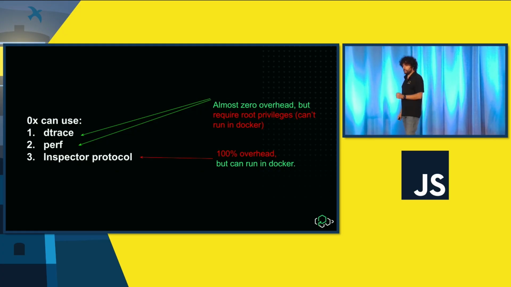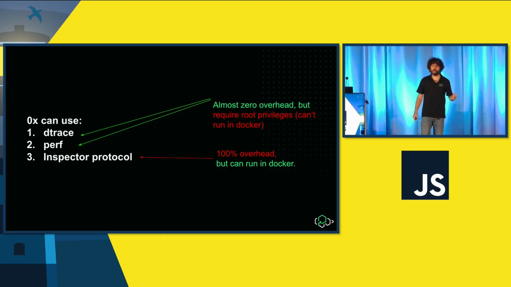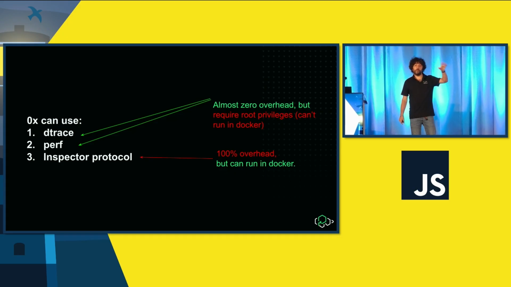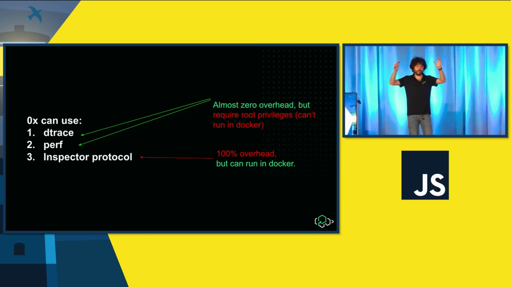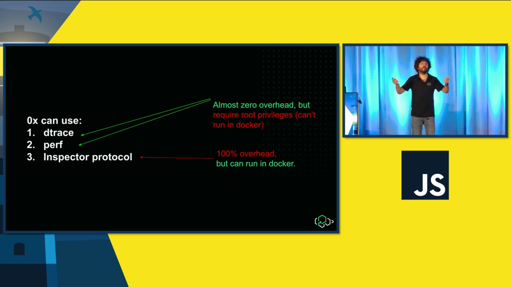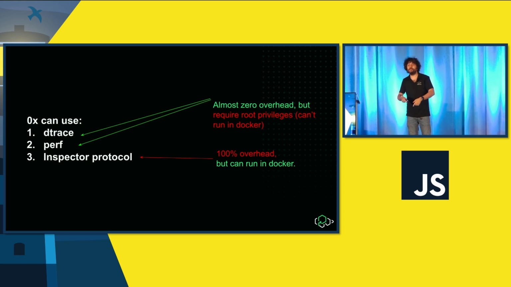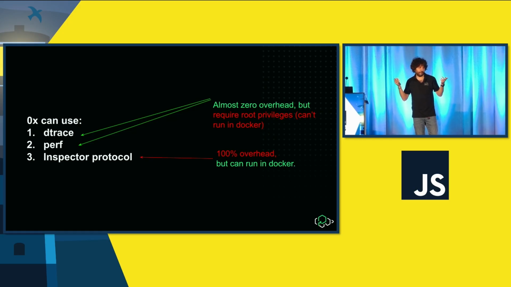However, you could get the profiling data using the V8 inspector protocol, which is what you are using with the Chrome DevTools, essentially. However, it has more or less 100% overhead. But you can run it in Docker. So what do we do? This doesn't look good.